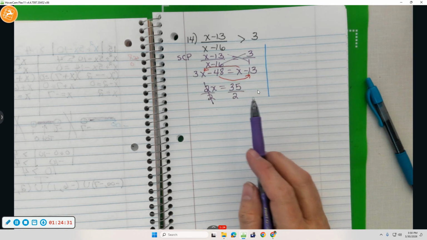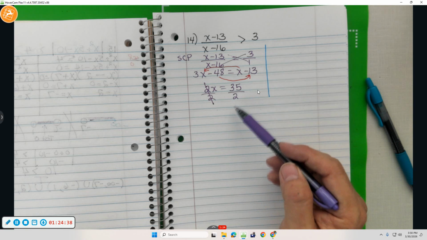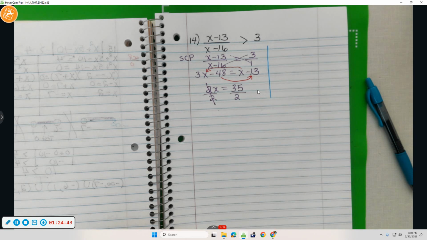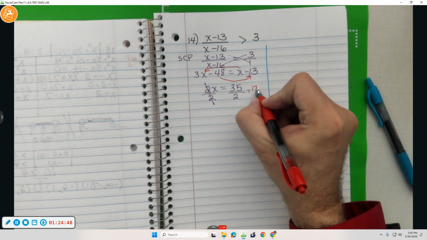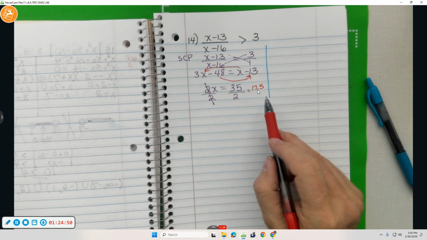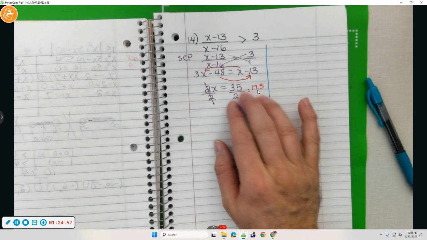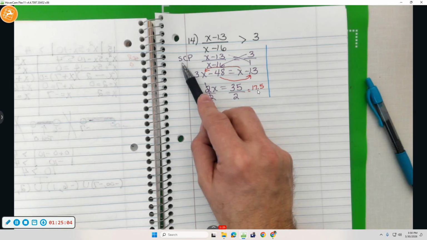35 over 2. We're going to have to plot that on a number line, so we might have to think of it as a decimal number. 35 divided by 2 would be what decimal number? 17.5. I'm going to write the 17.5 in this invisible ink, because I'm just thinking 17.5. I won't use 17.5 when I'm typing in an answer. So that was the solution cut point.